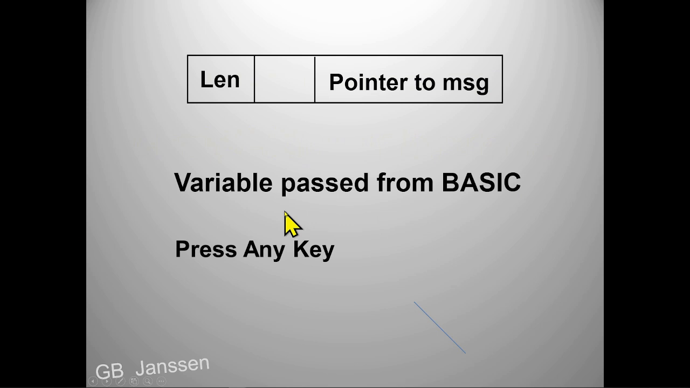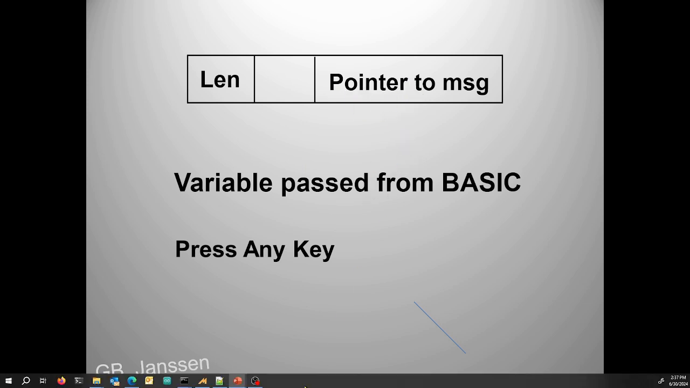In BASIC, if you pass a pointer, coming from BASIC, the variable's very first byte is the length. In this example, "press any key" is the message. The length would have 0D in there, or 13 bytes, because you can add them up: 5 and 6 plus 2 makes 13. And the actual pointer to the very first byte of that message is right here. That's what BASIC passes to you.